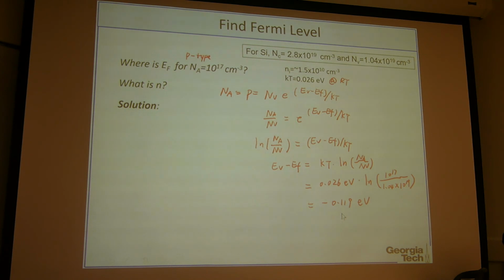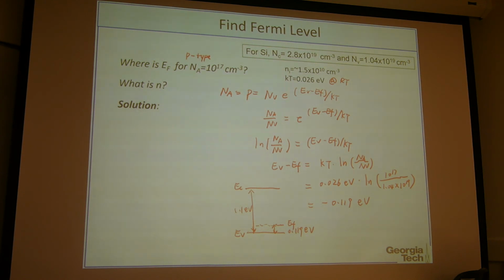So if you draw this band diagram, you need to draw EC, EV, and we know the band gap for silicon is 1.1 eV. And now this EF will be somewhere here, because it's p-type, so EF should be close to the EV. And how close it is, is this number, 0.119 eV. So that will be your solution for this question. Is it clear?